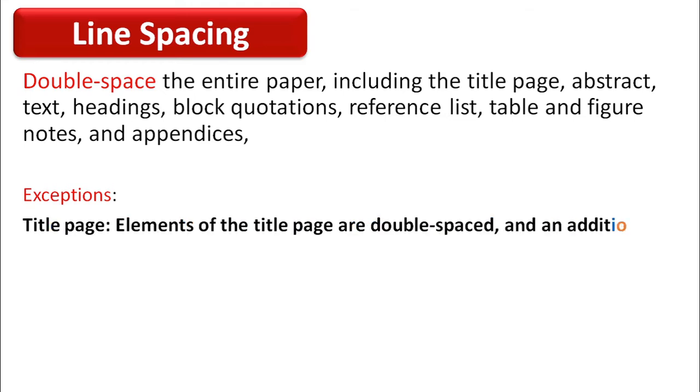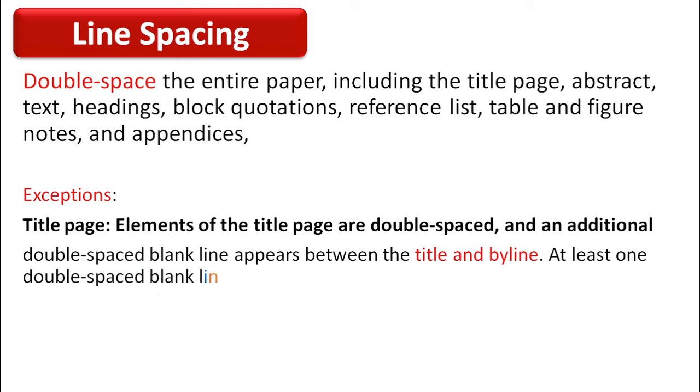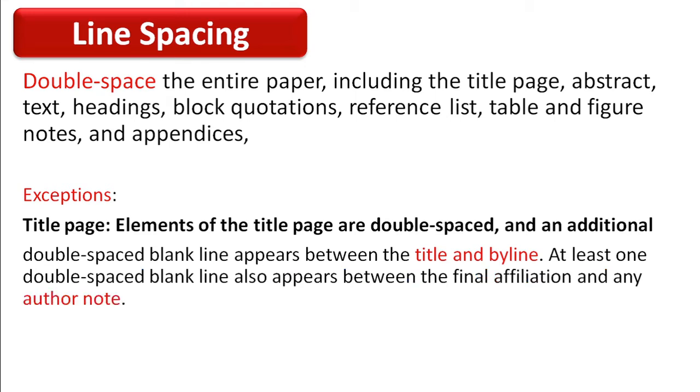Title page. Elements of the title page are double spaced, no doubt, and an additional double spaced blank line appears between title and byline. So we will make it double space, but an additional two line space will be there between title and byline. Byline is the line for author's name and affiliation. At least one double spaced blank line also appears between the final affiliation and the author note. There should be a double spaced blank line.